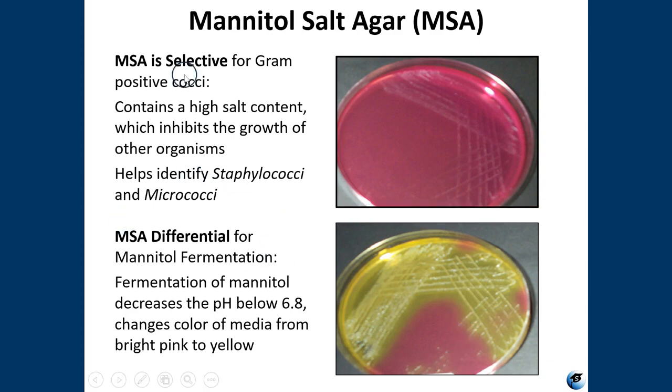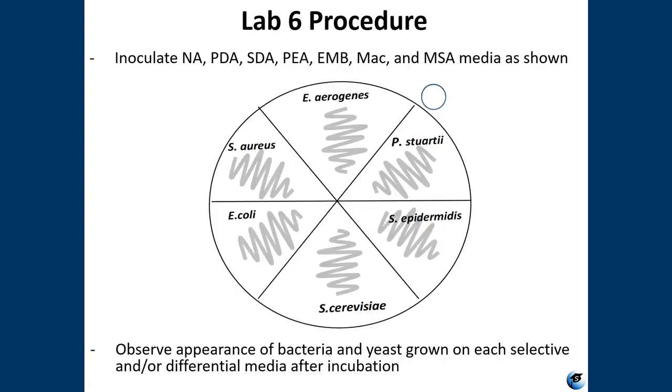And then this guy up here on the top is Staphylococcus epidermidis, and he does not ferment mannitol. So for the Lab 6 procedure, we're going to work in larger groups because there are a lot of different types of media and a lot of different specimens. We're going to inoculate nutrient agar, potato dextrose agar, Sabouraud dextrose agar, phenylethyl alcohol agar, eosin methylene blue agar, MacConkey agar, and mannitol salt agar with all 6 of these species shown.